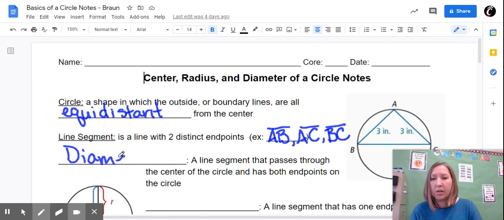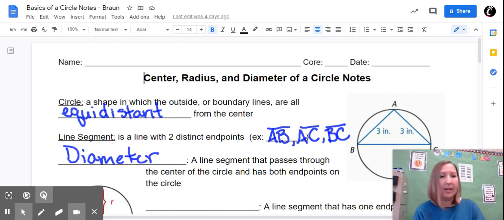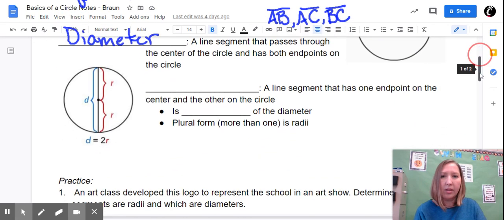So a diameter is a line segment that passes through the center of the circle and has both endpoints on the circle. So for example, that would be point BC. All right, so let's move this down so we can see a little bit more.